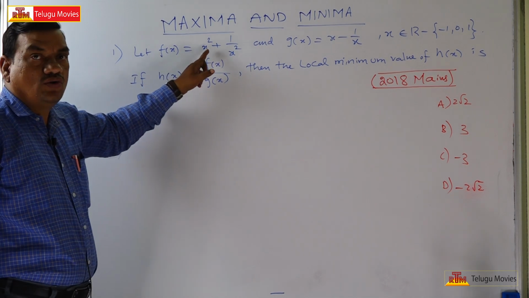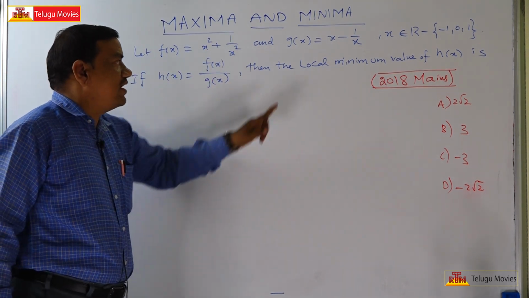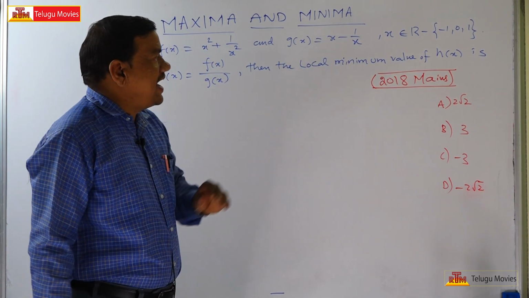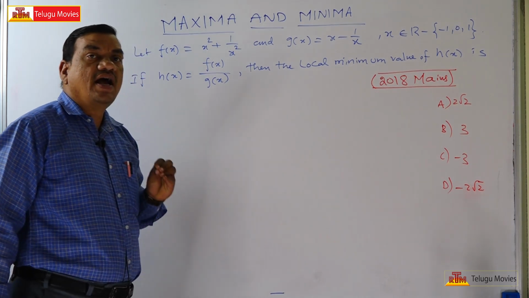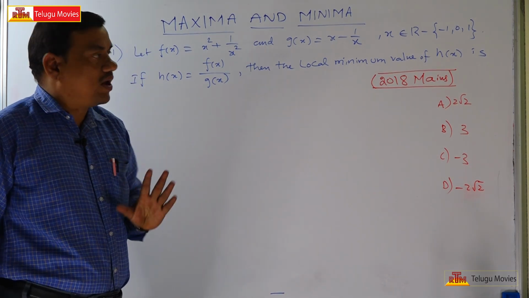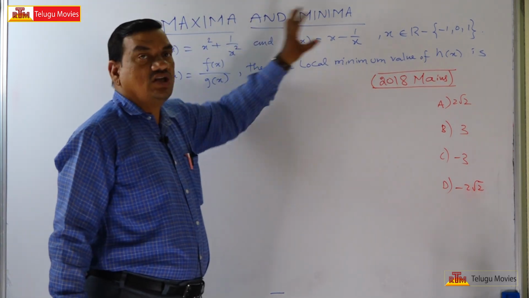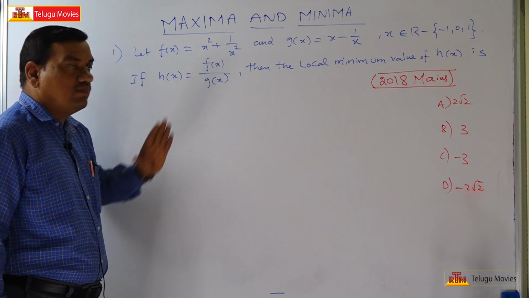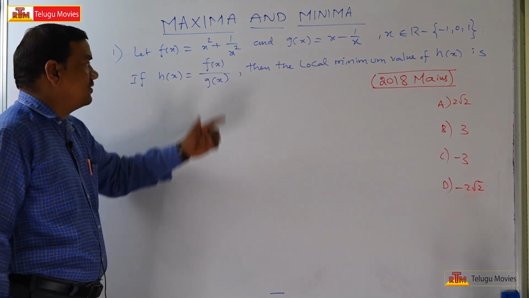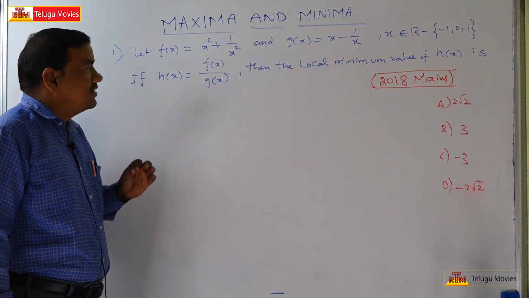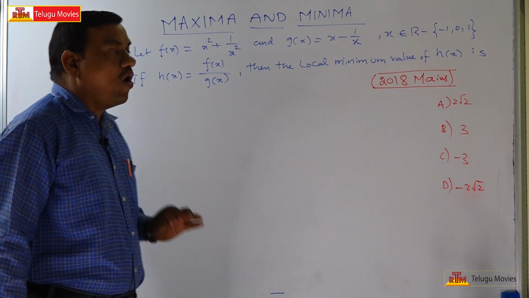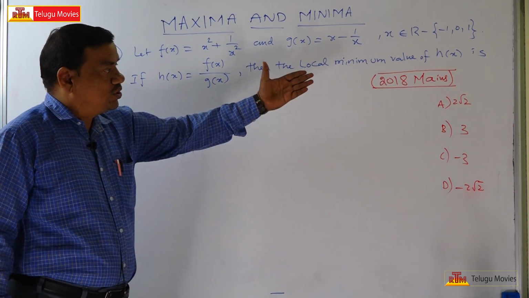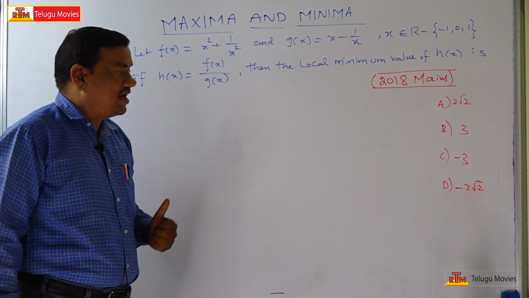f of x is equal to x square plus 1 by x square and g of x is equal to x minus 1 by x, where x belongs to the set of real numbers except minus 1, 0, 1. Okay, clear? There are two functions given. Another function is h of x is equal to f of x by g of x. This is a rational function. Then the local minimum value of h of x is: 2 root 2, 3, minus 3, or minus 2 root 2?